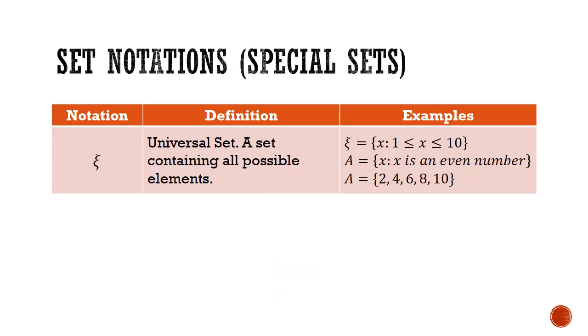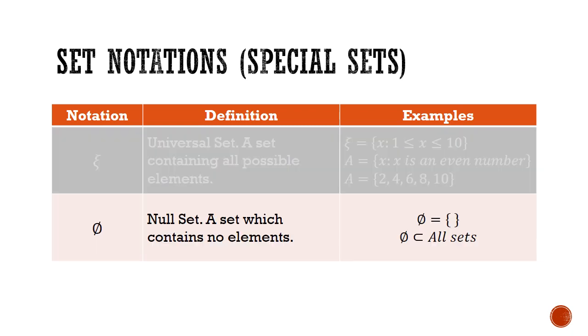Let's now look at some notations that denote special types of sets. The first type is the universal set. The universal set is a set that contains all possible elements. In this example, we can set the universal set to be the numbers from 1 to 10 inclusive. Subsequently, when we say that the set A are even numbers, A would only be the elements 2, 4, 6, 8, and 10. There will be no other elements because any other even number would lie outside the universe.